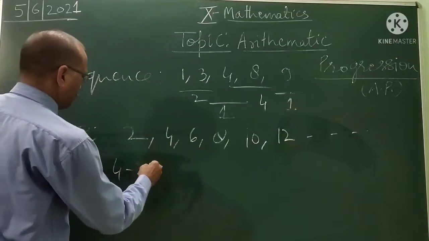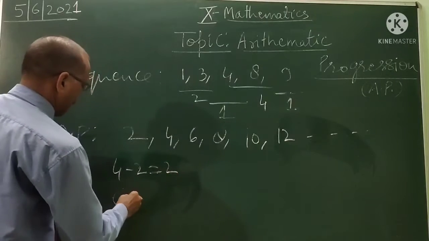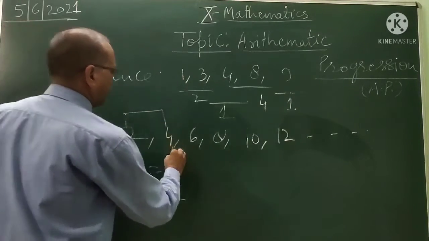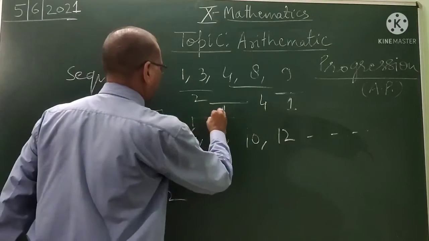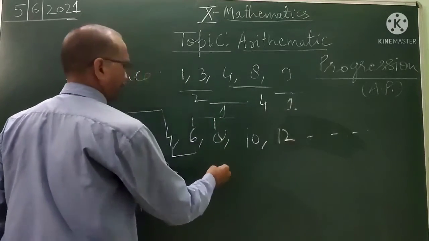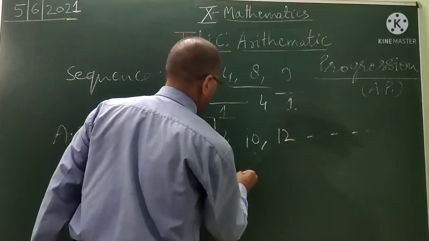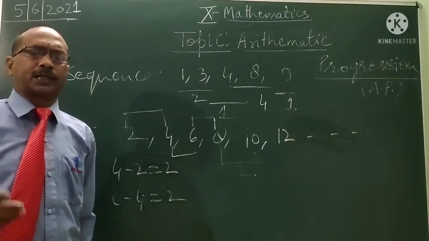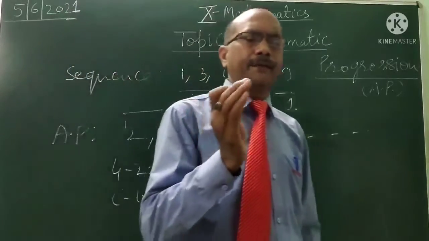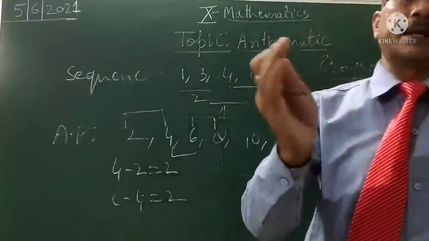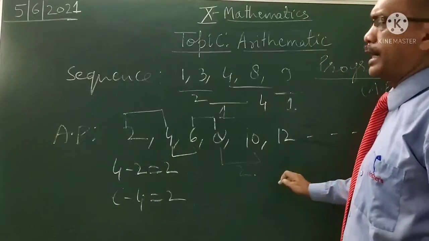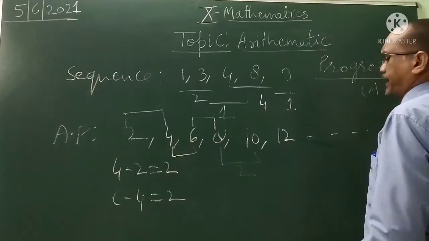4 minus 2 is 2. 6 minus 4 is 2. Here the difference between the numbers is constant, which is the same. So we can say this progression is an AP. So the question is, what is an AP? If the difference between the numbers is constant, then it is said to be an AP.